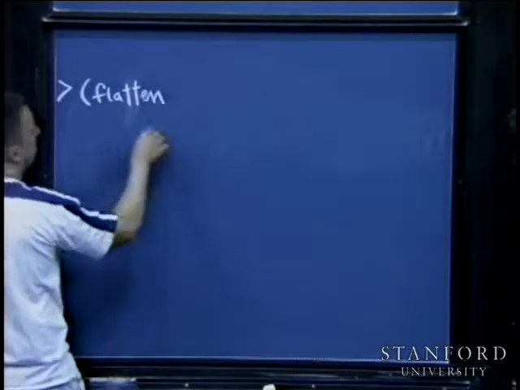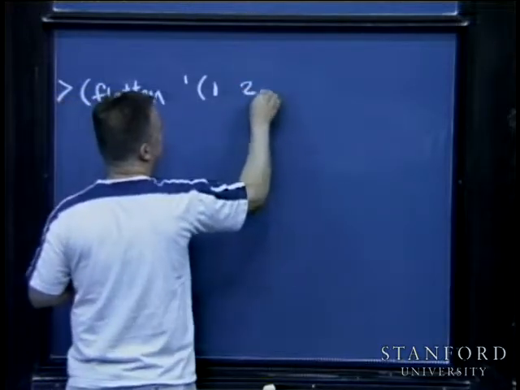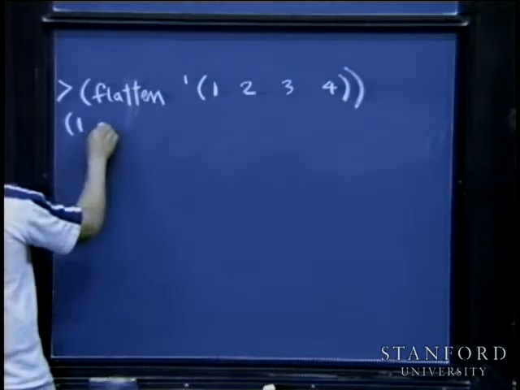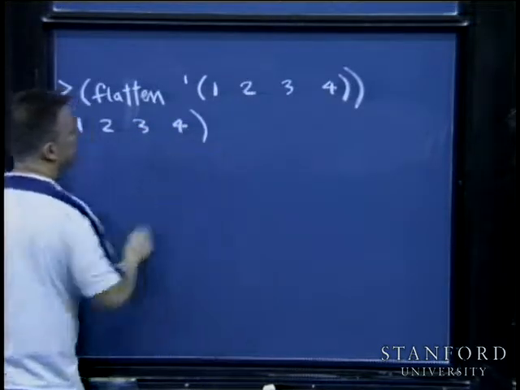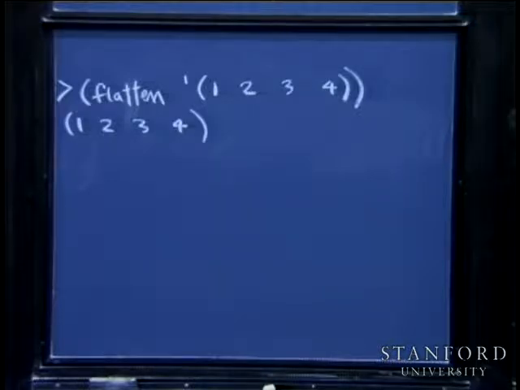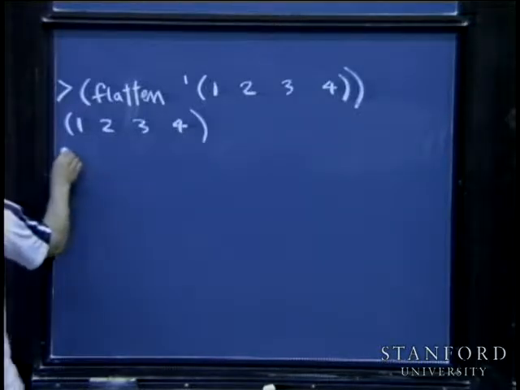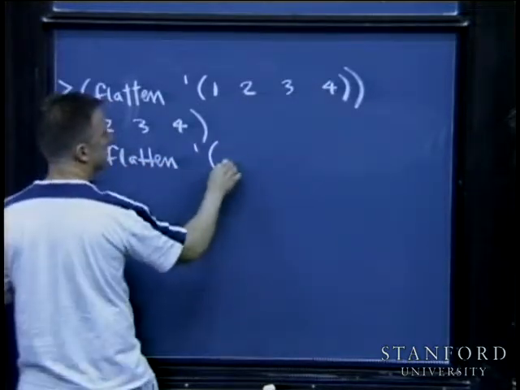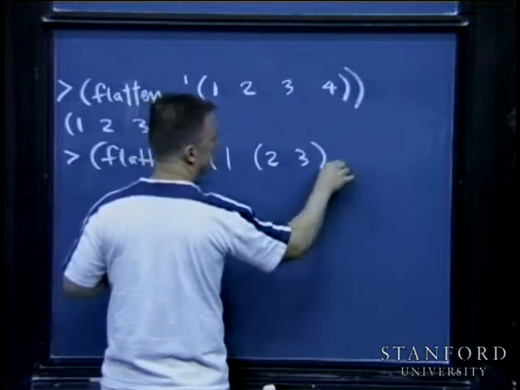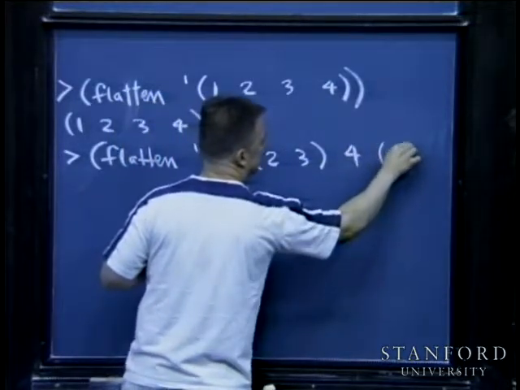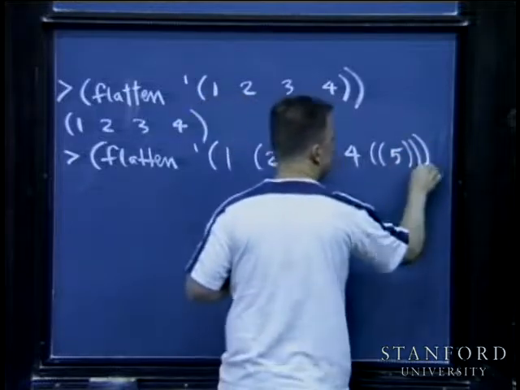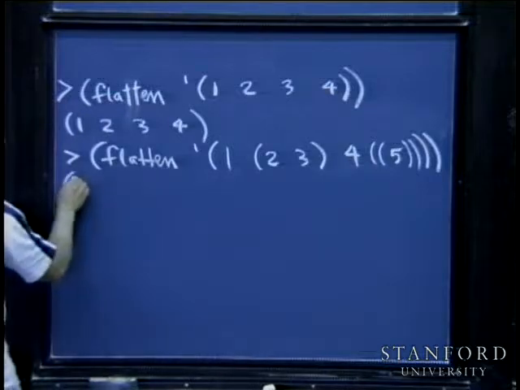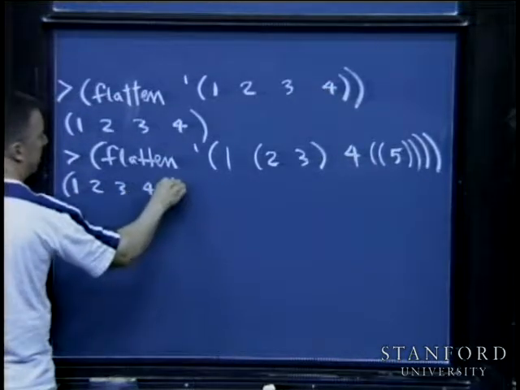If I type this in at the prompt, if I give it this, it has the easiest job in the world. All it has to do is return the same list because the list is already flat. Okay, there are no nested lists at all. But if I give it something like this, I want it to come back with this right here.